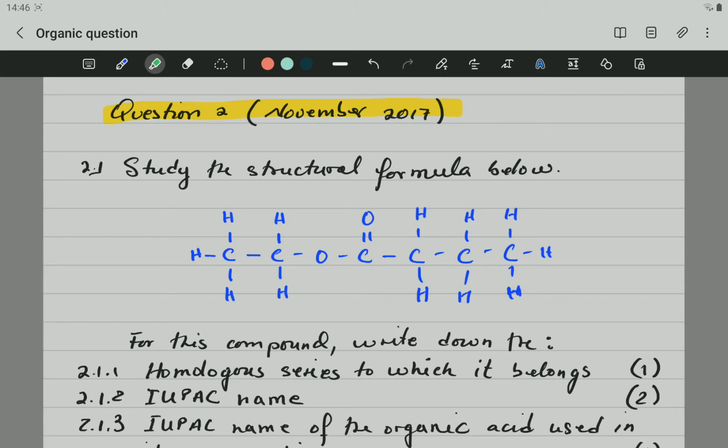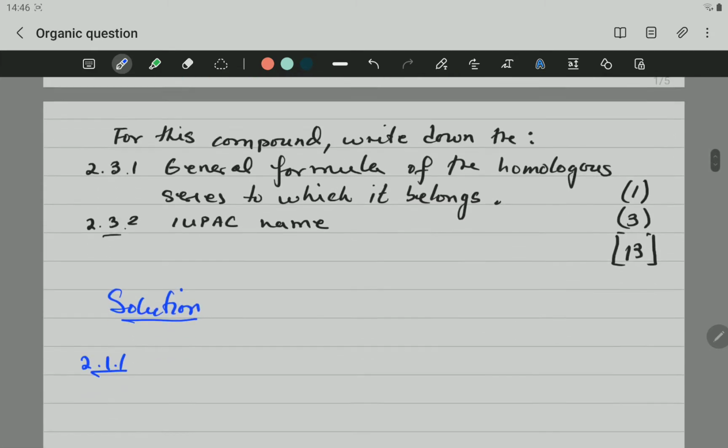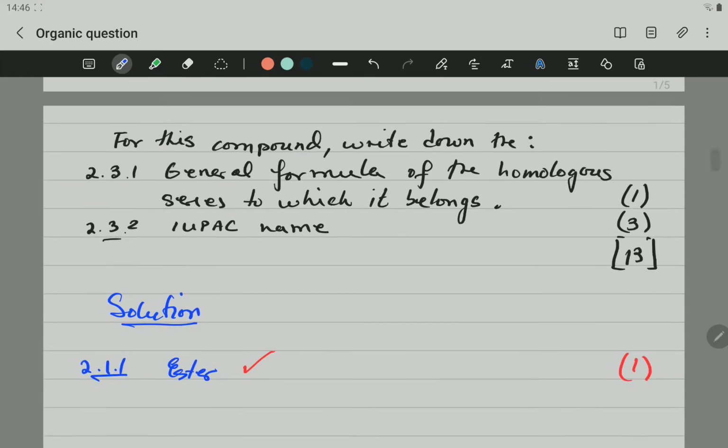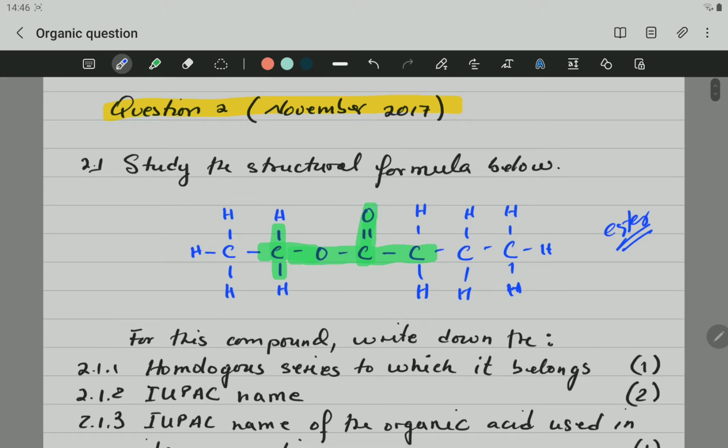So we have to find out which one is the functional group of this compound. You can see the functional group is indicated there. This oxygen is connected to another oxygen, so that is the functional group, and this is an ester. The homologous series is an ester. Let's go to the solution here, and this is an ester. If you do that, you will get 1 mark. So that was the first question, the homologous series to which it belongs.